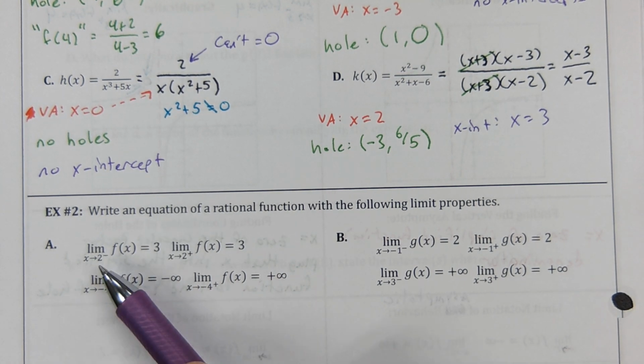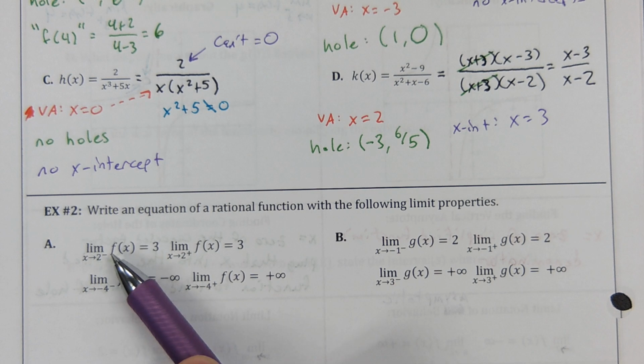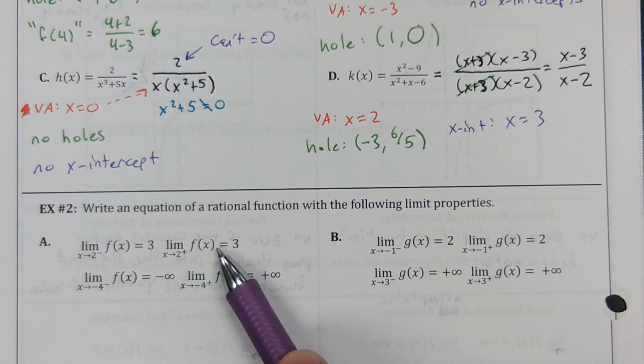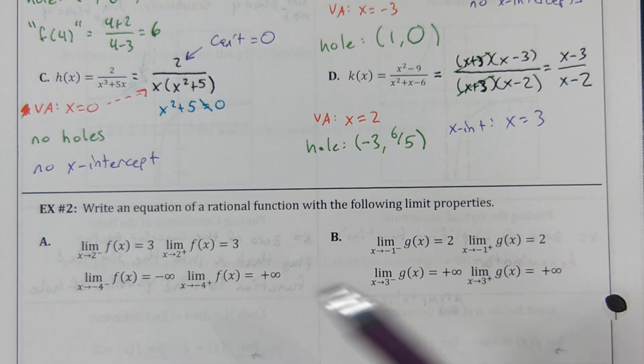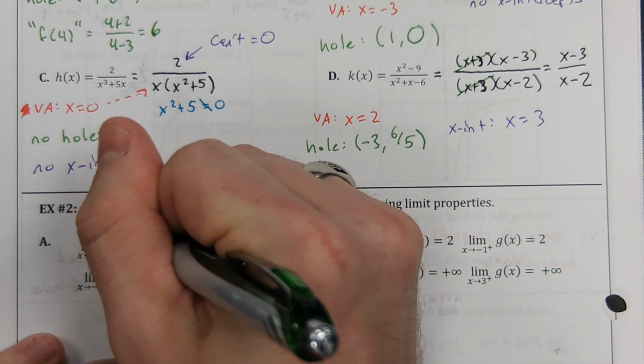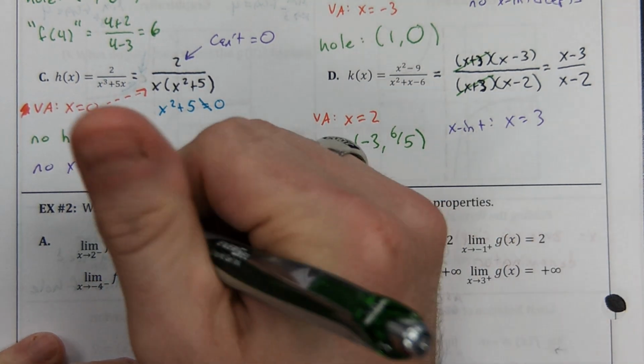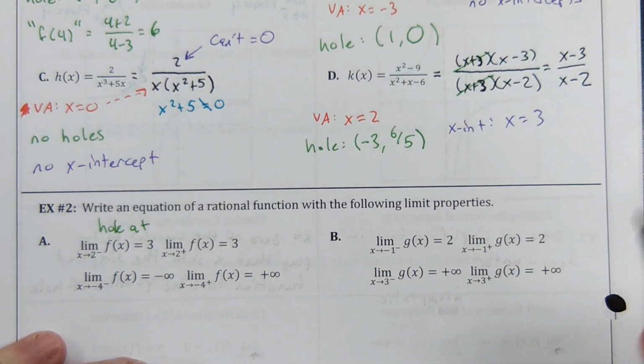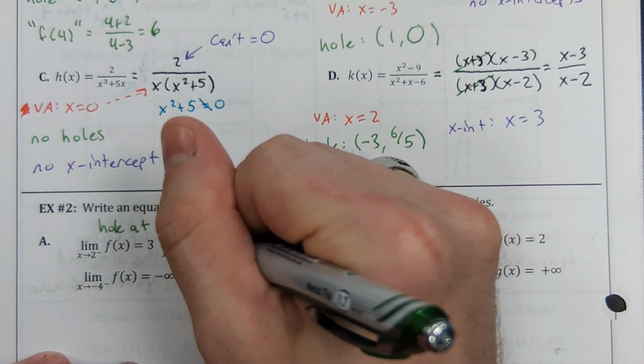This says, as x approaches 2 from the left, my y value approaches 3. As x approaches 2 from the right, my y value approaches 3. What does that tell me I found? A hole in the graph. What are the coordinates of that hole? What x value does the hole occur at? 2. And what is the y value there? 3. So we have a hole at 2, 3.